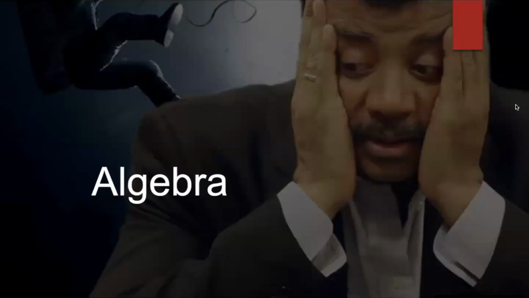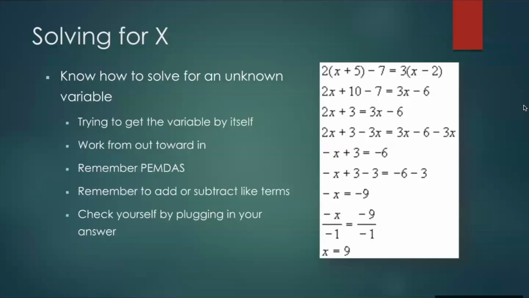So next we'll be going over some algebra sections for the test. First is solving for x. This can be any variable. Sometimes it'll be y, might be z, p, whatever it is, just an unknown variable in general. We need to know how to solve for the unknown variable.